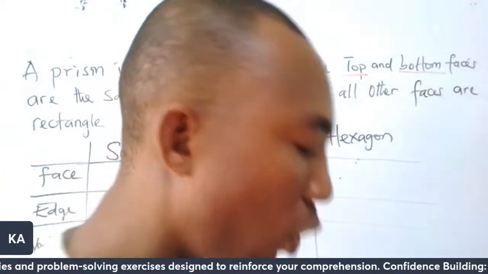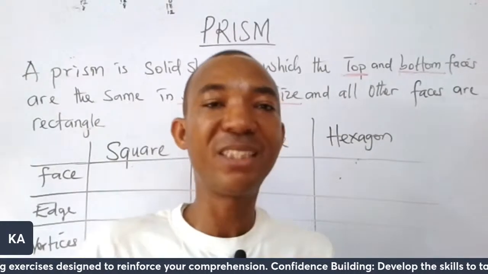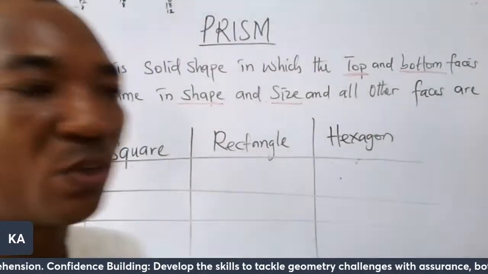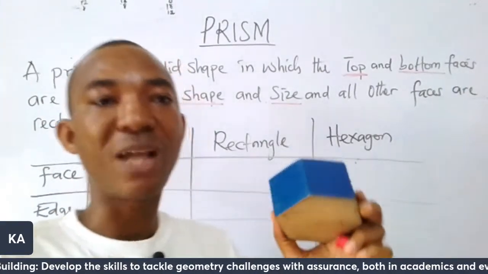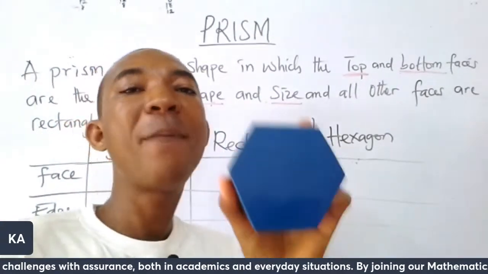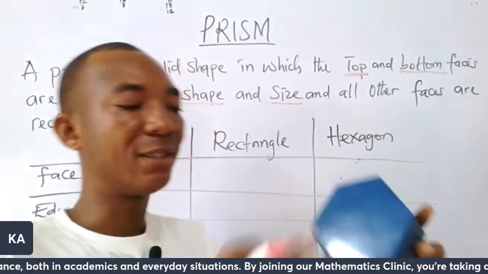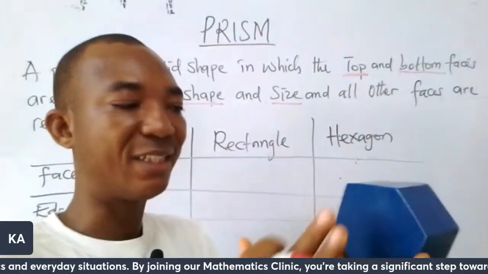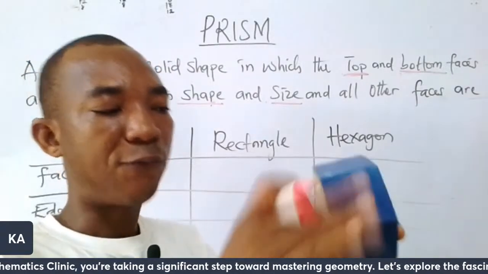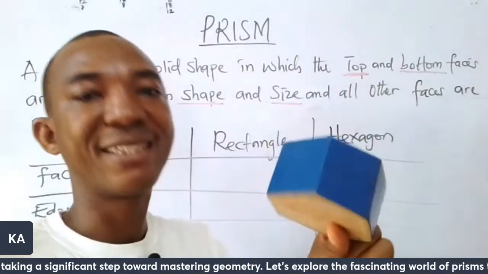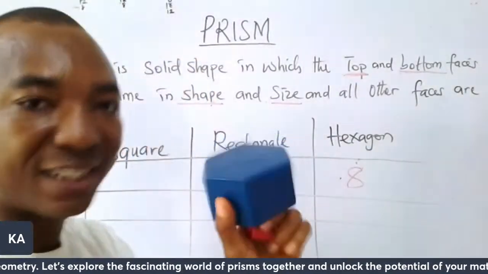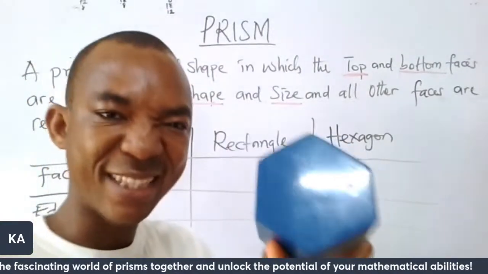Don't forget, in our past video, we talked about properties of a solid shape, where we look at the face, the edge, and the vertex. We said the face is the surface of that particular shape. So looking at this hexagon prism now, how many faces does this have? Let's check it. It has 1, 2. That is the top and the bottom. Now let's count the others. 3, 4, 5, 6, 7, 8. So that means a hexagon prism has 8 faces.